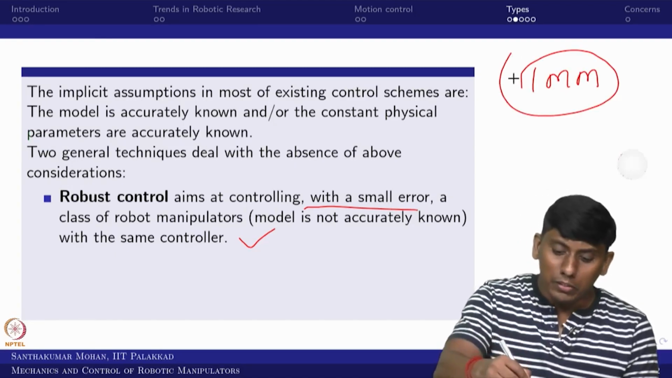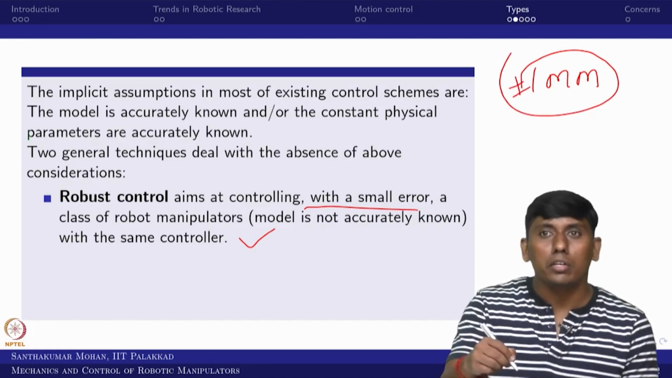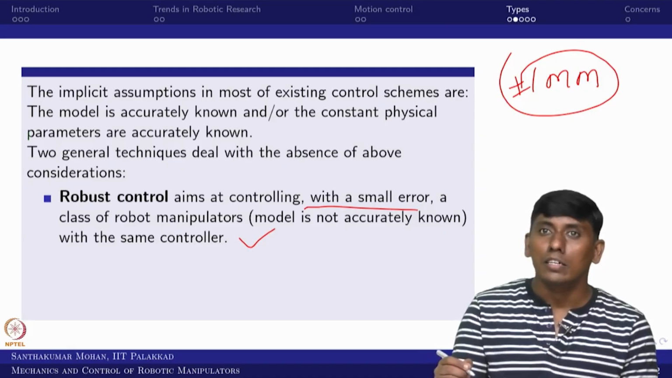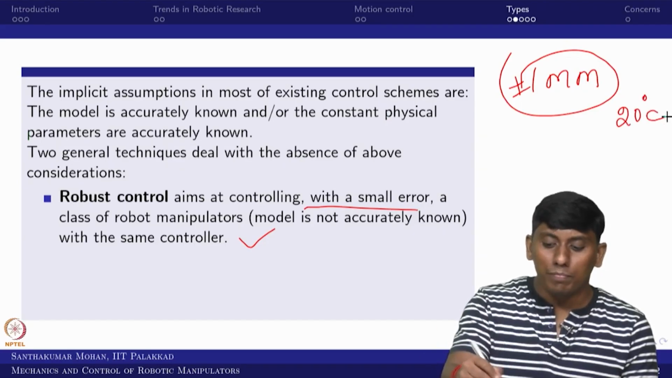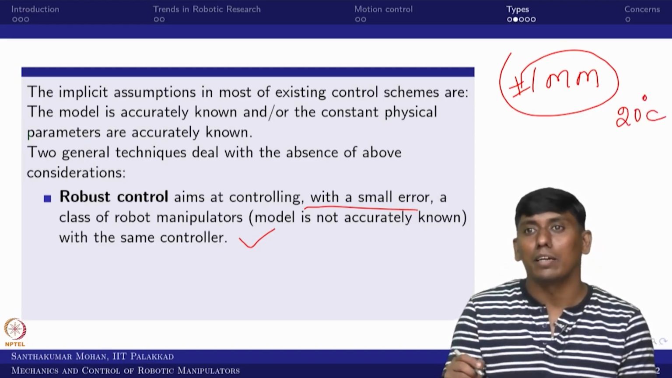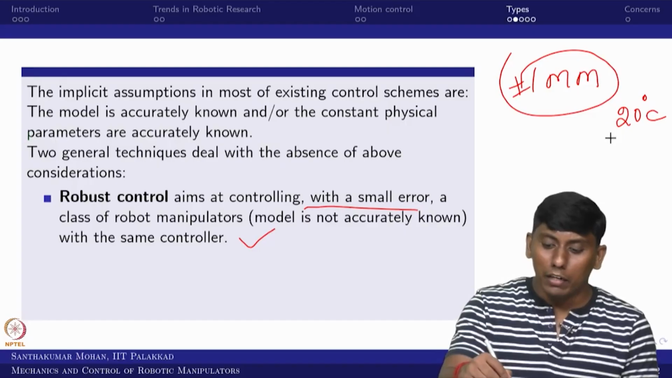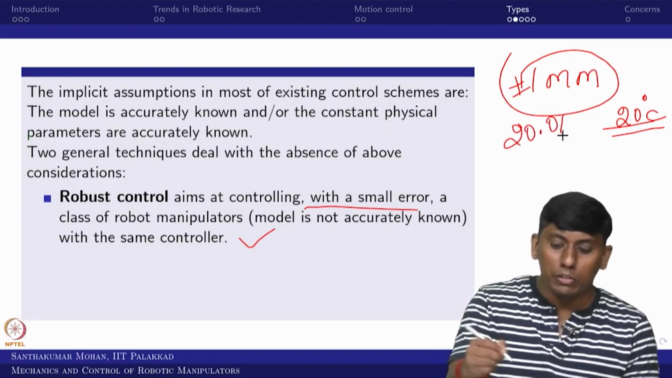So you assume that plus or minus 1 millimeter is your error limit. So if it exceeds or comes to 1 mm, the actuator will start functioning. Take an air conditioner: you set 20 degrees Celsius and assume it is a bang-bang control. So now the controller is planned for 20 degrees. Your system has actually reached 20.01.